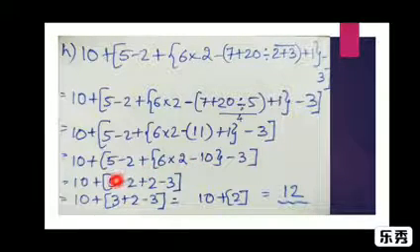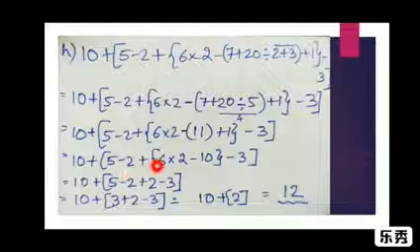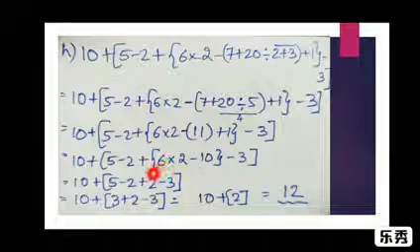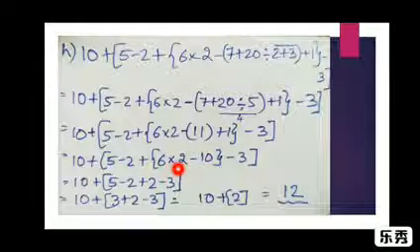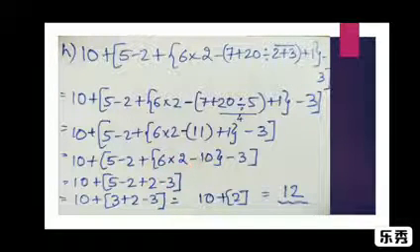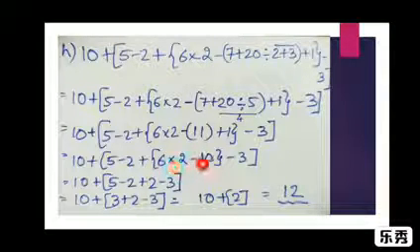So you have a look. 10 as it is, 5 minus 2 remains the same. Now 6 into 2 is 12. So this is your 2 here after subtracting it from 10. I repeat, 6 into 2 is 12. 12 minus 10 is 2, which is your 2 here. Then you have your minus 3.